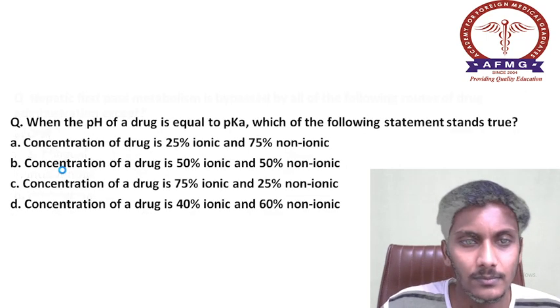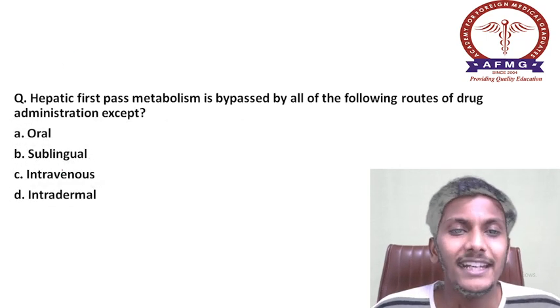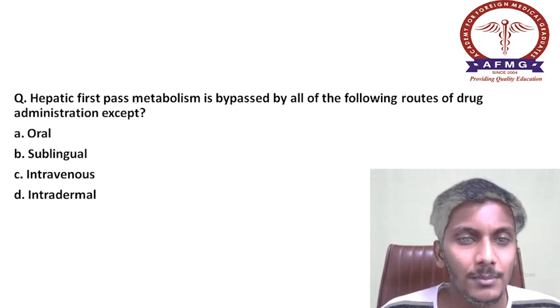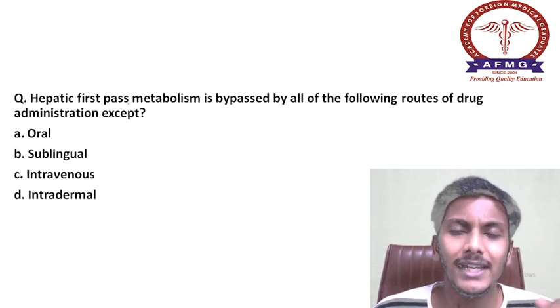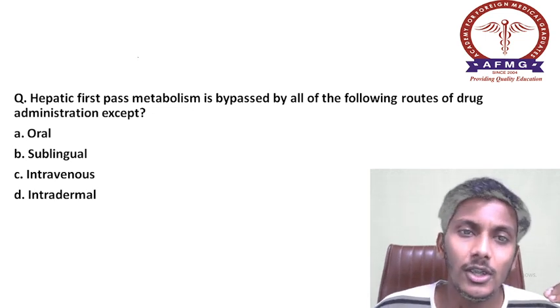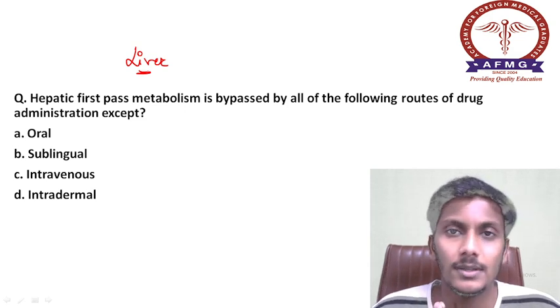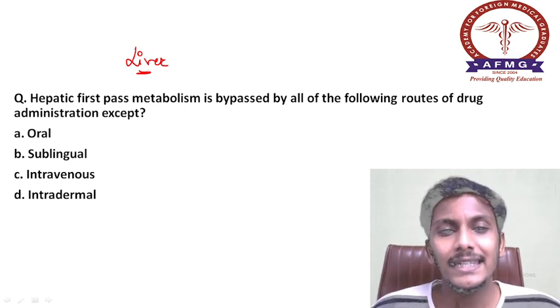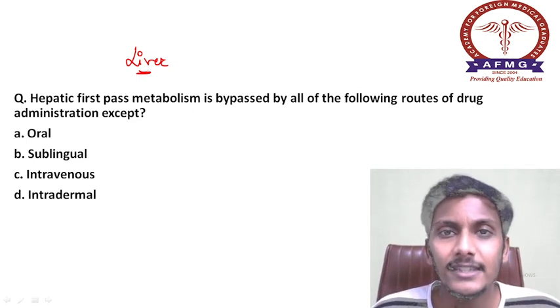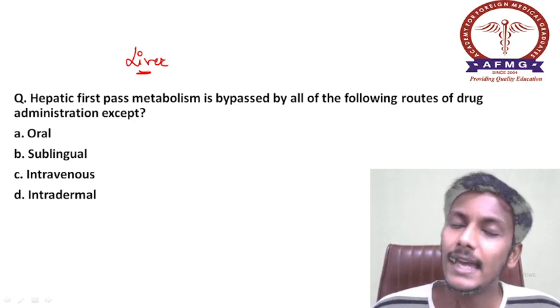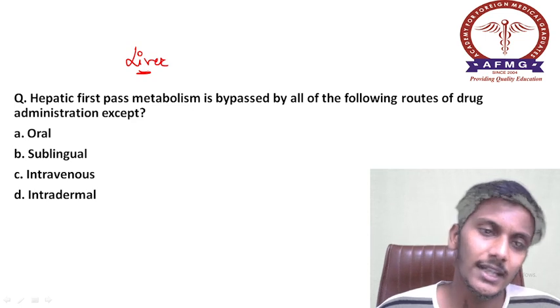Next question is your hepatic first pass metabolism is bypassed by all of the following routes of drug administration except. Okay, so please remember, normally we know most of the drugs in the body are metabolized by what? They are metabolized by your liver, and this is known as your hepatic first pass metabolism. Okay, and if the drug is easily metabolized, okay, or it is metabolized very fast, therefore it would be less efficacious. So अगर किसी ड्रग का फर्स्ट पास मेटाबॉलिज्म बहुत ज़्यादा है, then that drug would be less efficacious. ठीक है? So please remember this.